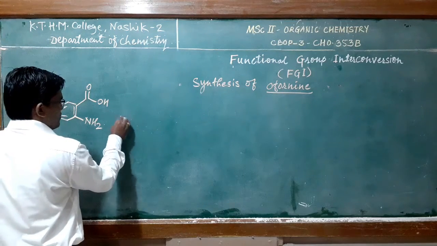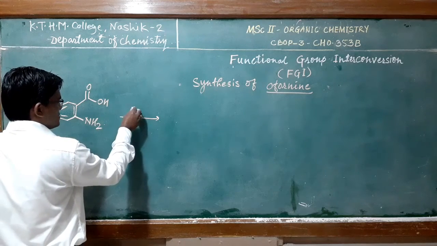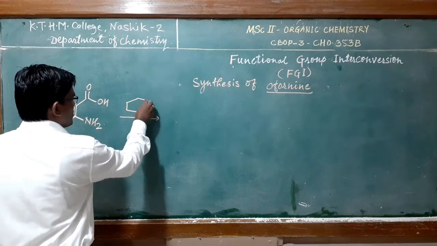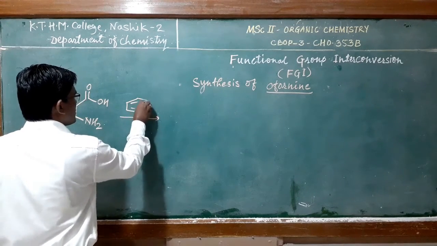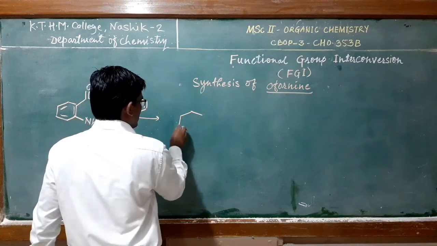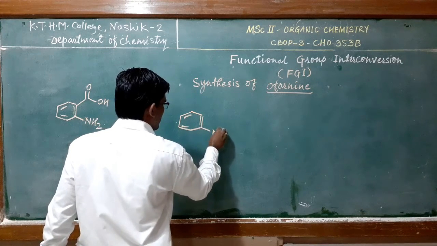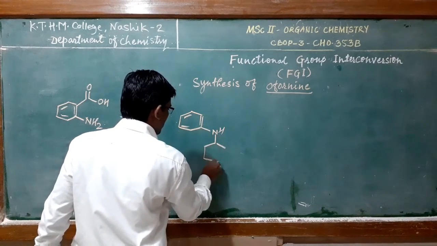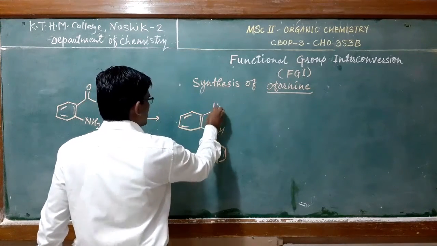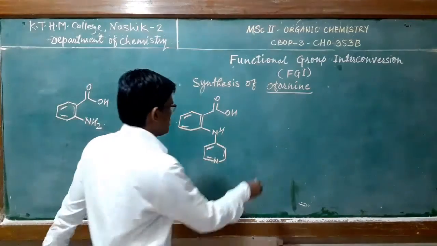Then we can treat it with this chloropyridine to get this protected amino product. This is the protected amino product. Then the treatment of this acid with thionyl chloride gives rise to the acid chloride.